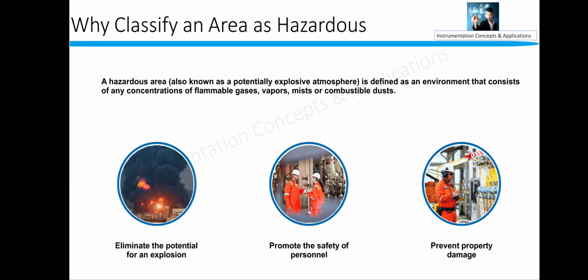To start with, the basic question is, why classify an area as hazardous? Before that, let's see what a hazardous area is. A hazardous area, also known as a potentially explosive atmosphere, is defined as an environment that consists of any concentration of flammable gases, vapors, mist or combustible dust. And why classify an area as hazardous? We need to eliminate the potential of an explosion, promote the safety of people, and prevent property damage. These three are the main objectives to classify any area as hazardous.